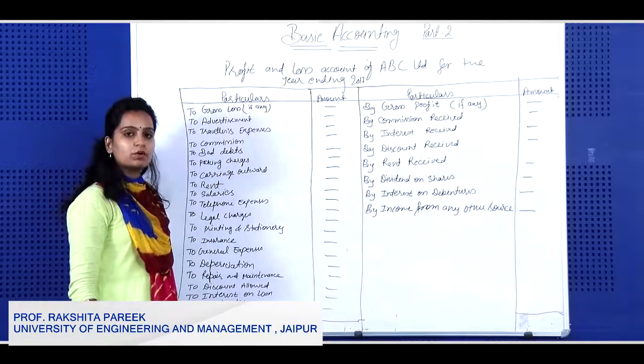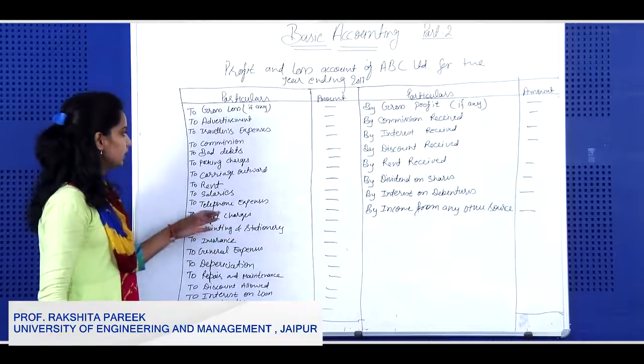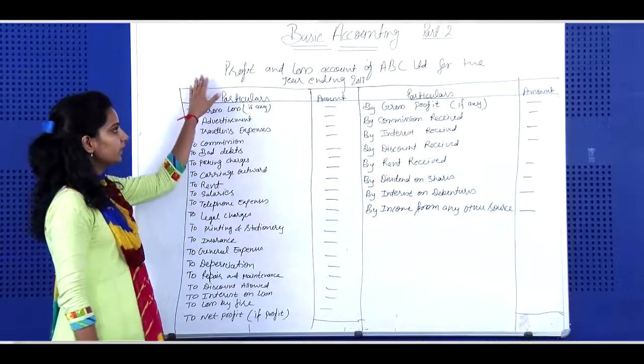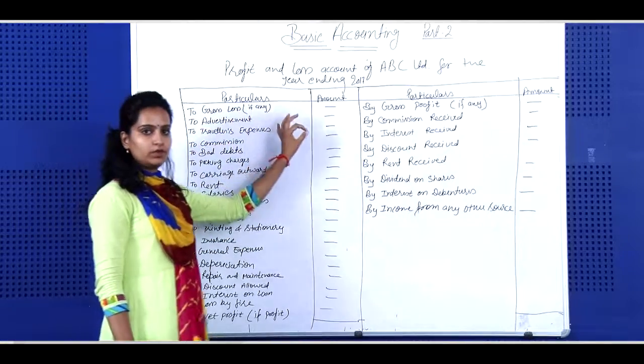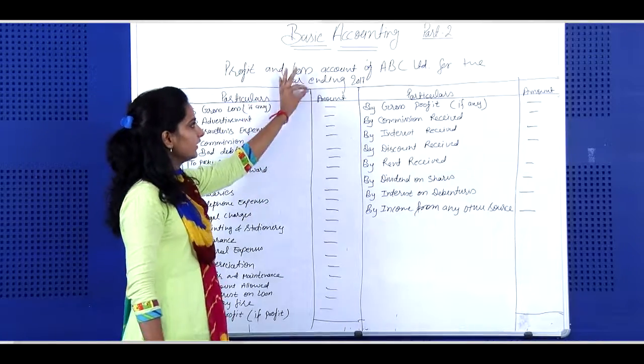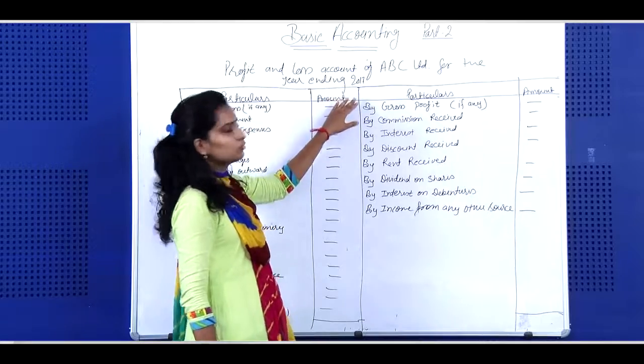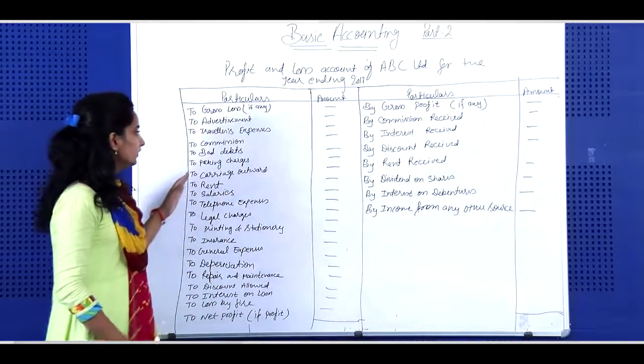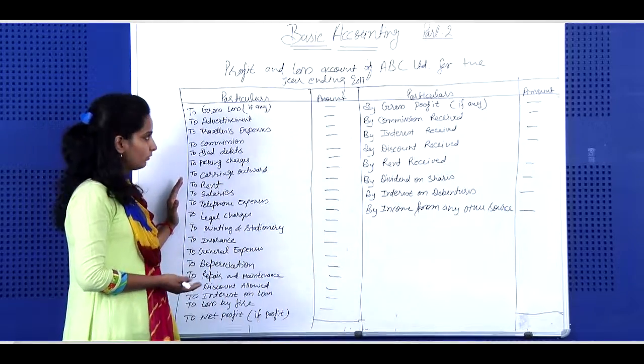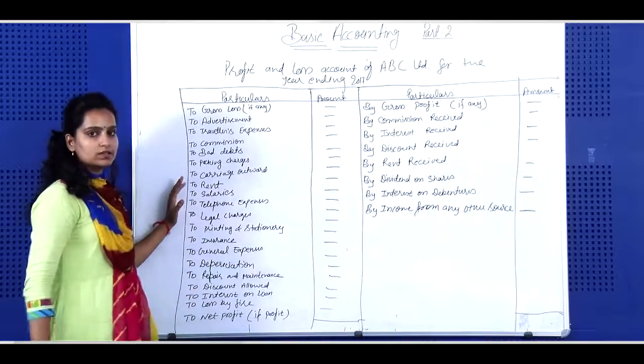Come with the second step of final account. Previously we have seen the trading account, now the profit and loss account. The heading for the profit and loss account is Profit and Loss Account of ABC Limited for the year ending 2017. The format is the same for the profit and loss account as we have discussed in the trading account.